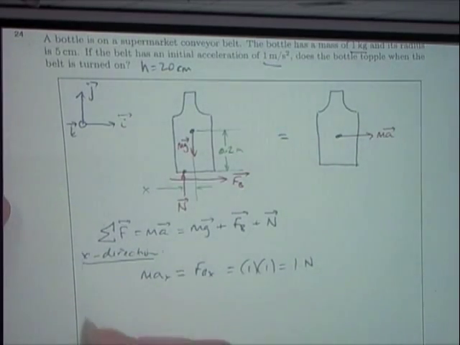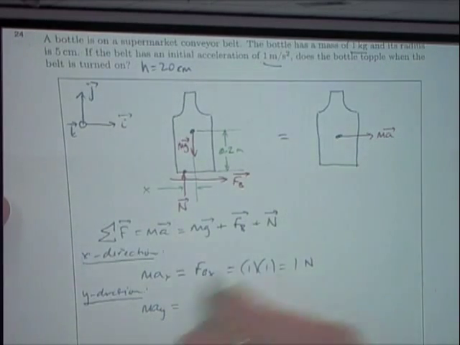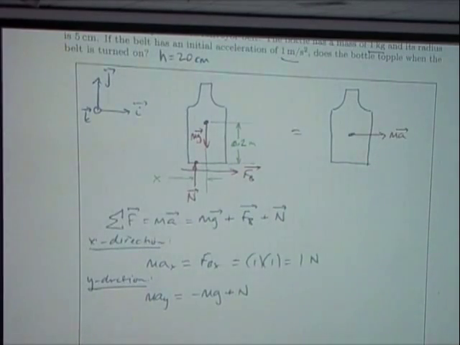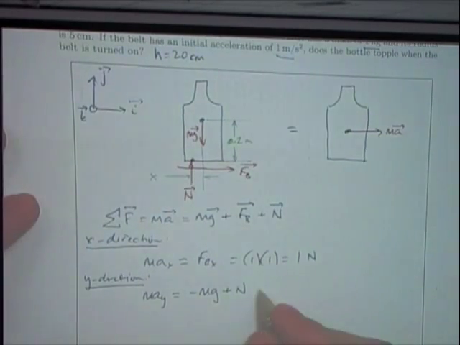In the y direction, again, I'm not using i, j, and k, I'll just say in the y direction, we've got minus mg plus N. Okay? Well, we know that it's not accelerating in the y direction. It's not taking off from the belt or sinking into the belt, so we know that that's going to be 0, okay?